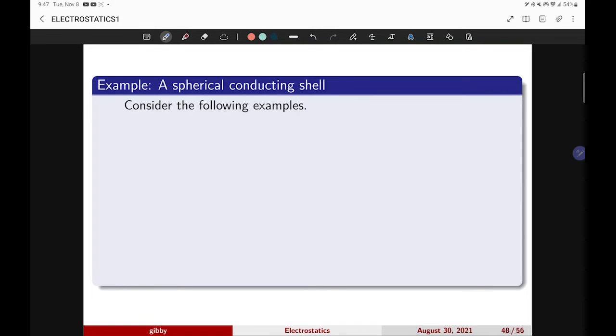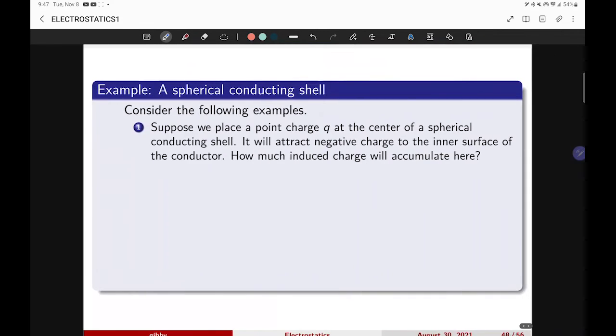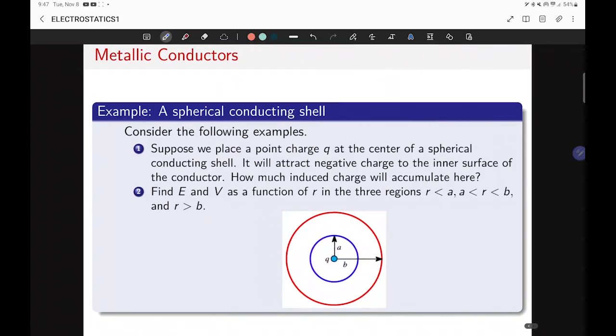Example, consider the following scenario. We have a spherical conducting shell. Suppose we place a point charge Q at the center of the spherical conducting shell. It will attract negative charge to the inner surface of the conductor. How much induced charge will accumulate here? So we have your graphical representation.